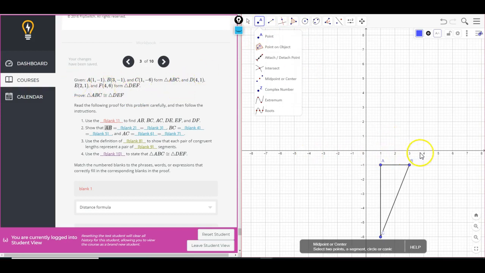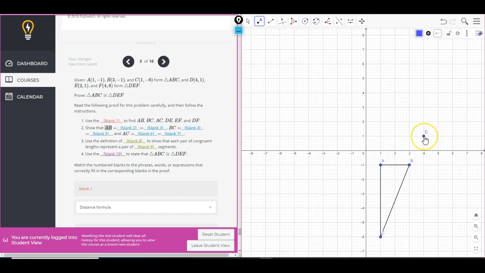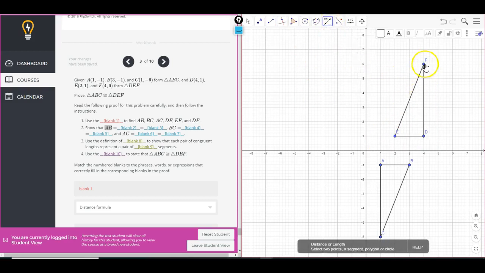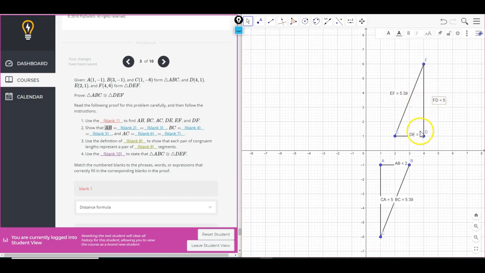Now we have another triangle, D, E, F. So we have (4, 1), (2, 1), and (4, 6). So let's do the segments again. And now I'm just going to find the distances of them. There's the distance F to D, D to E, E to F, A to B, B to C, C to A. So that's how I would use this tool in order to help me find the distance.